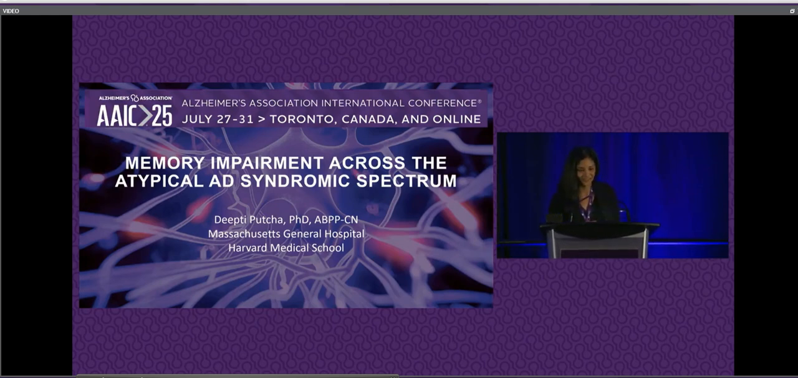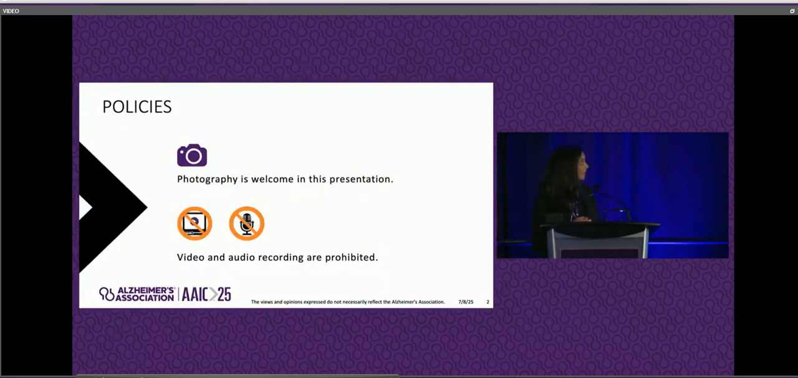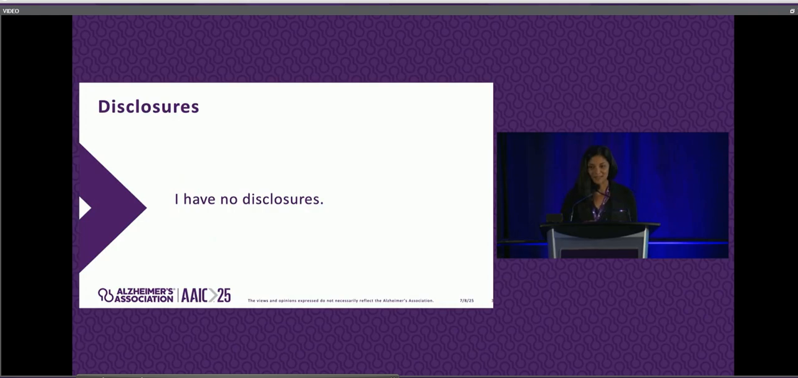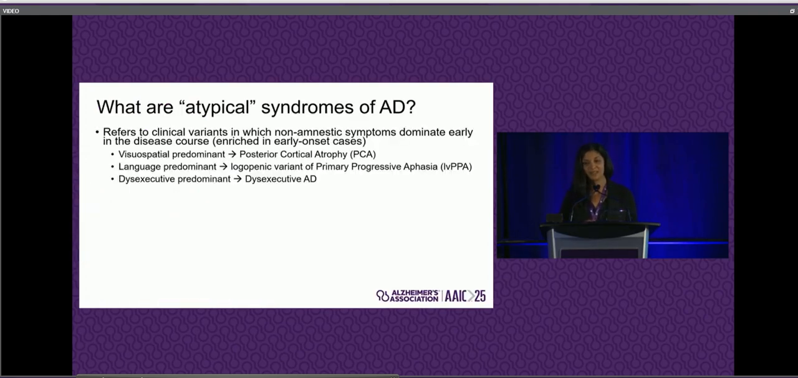I will kick things off now by talking about memory impairment across the atypical AD syndromic spectrum. Photography is welcome, and I have no disclosures.